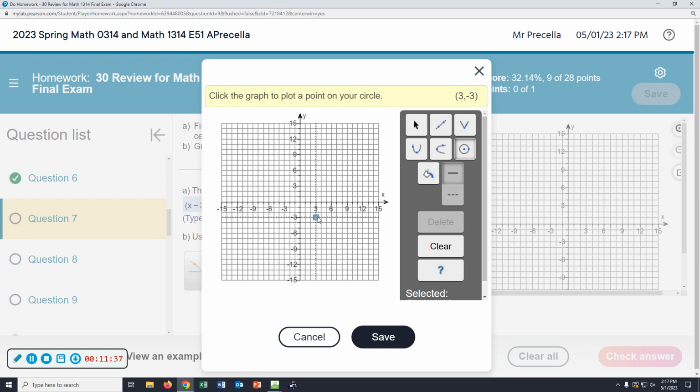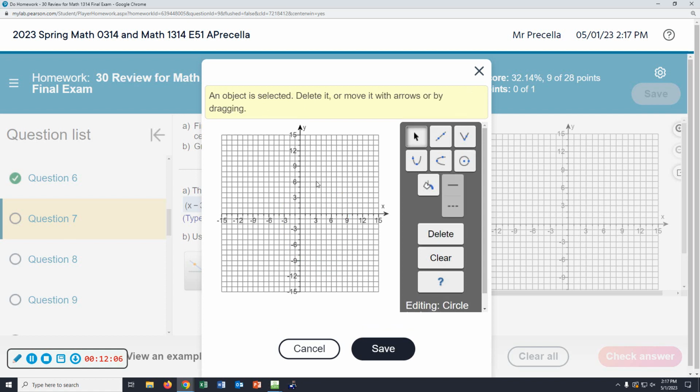Now it says to plot one other point. Well, to get the other point, that's where you use the radius. The radius is 7. So you count 7 units from that center. You can count it any direction you want, okay? But what are you doing? If I started at -3 and moved up 7, I would be at 4, and that's what the point is. 3, 4. Click.